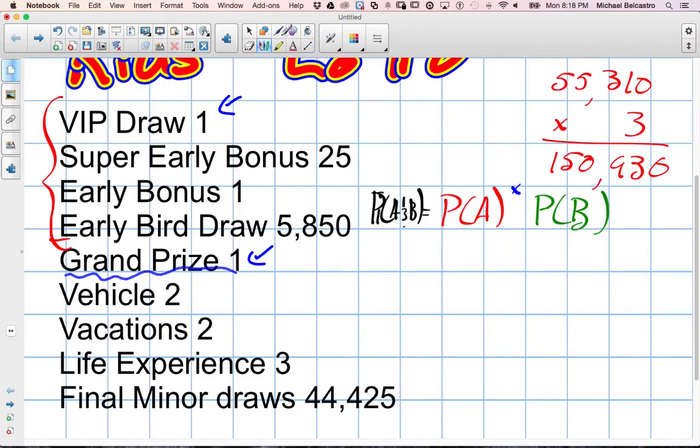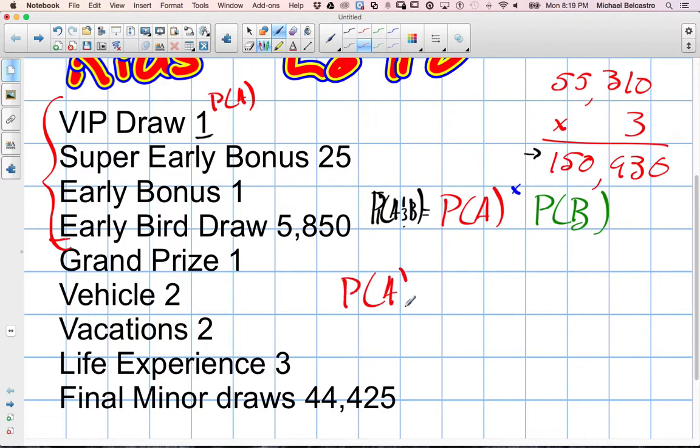So the probability of this event happening, that you win both. Well, there's a 1 in, how many tickets are sold, did we say? 150,000, yeah. So winning the VIP draw, that's going to be our probability of A. Probability of A is going to be equal to 1 in 150,930. And the probability of event B is going to be, we said that'd be the grand prize, identical to the probability of A.